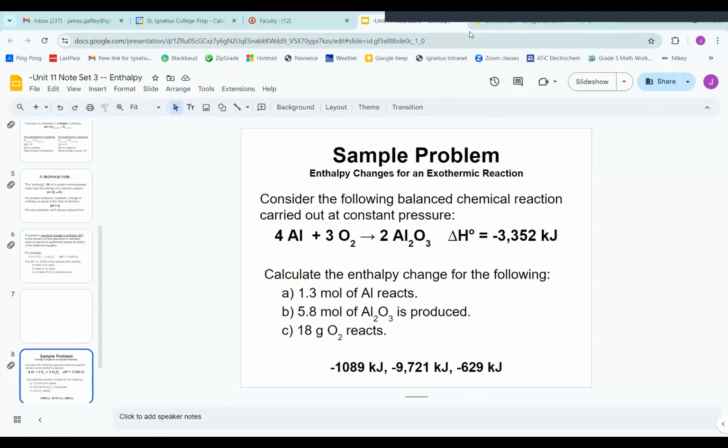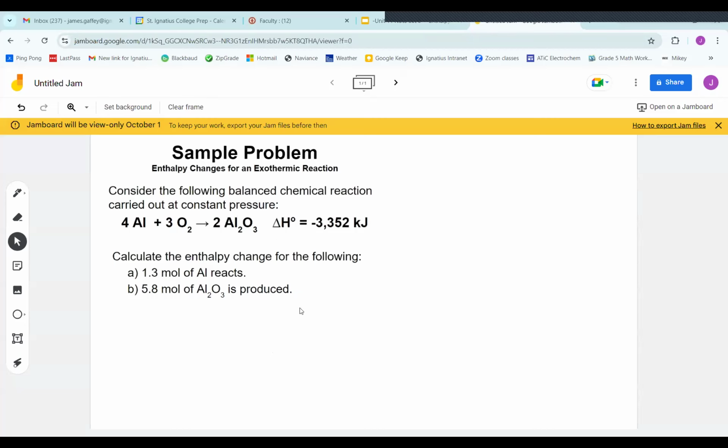Let me bring you to our Jamboard here. Consider the following balanced equation. It's the same one that we had considered just a moment ago. And we're going to calculate the enthalpy change that is associated with 1.3 moles of aluminum reacting in question A, and in question B, 5.8 moles of aluminum oxide. Let's do part A first.